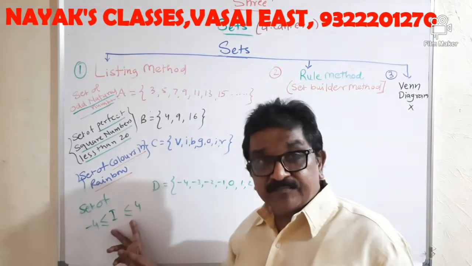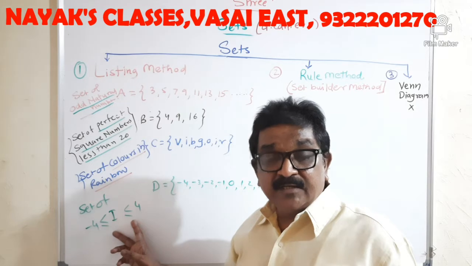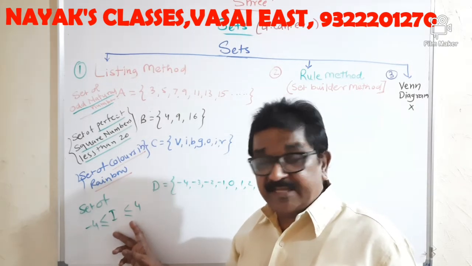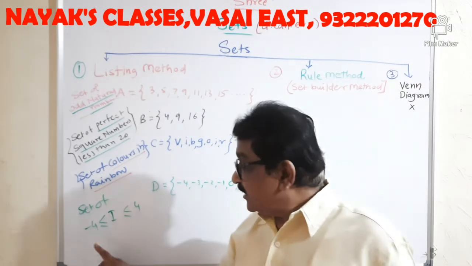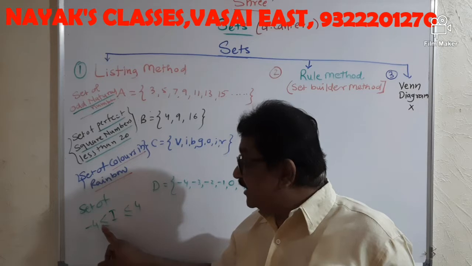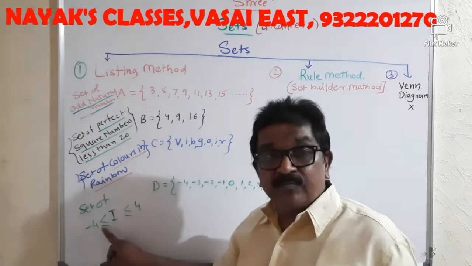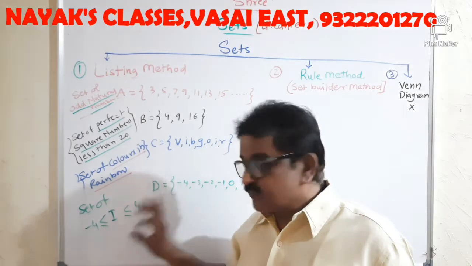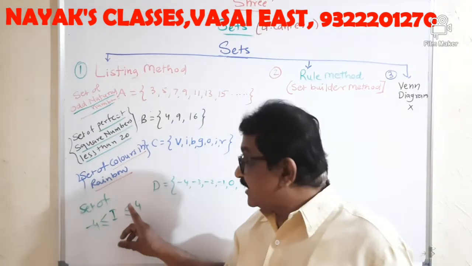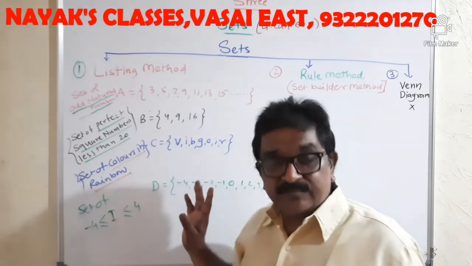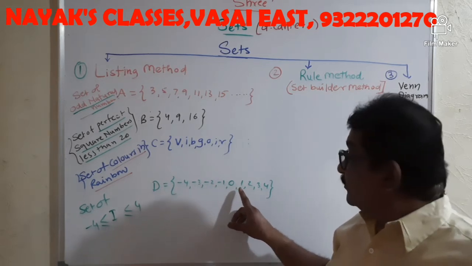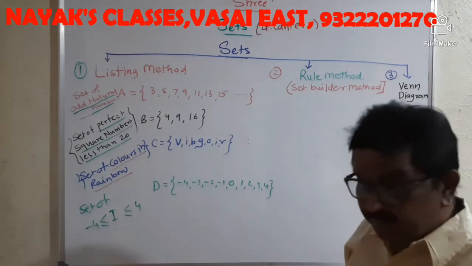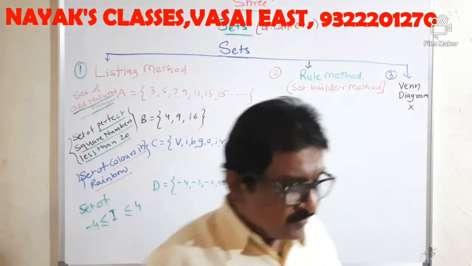These signs you have studied; your mathematics teacher might have explained these signs to you. Our integers are greater than or equal to minus 4, and less than or equal to 4. So who are they? Our integers are minus 4, minus 3, minus 2, minus 1, 0, 1, 2, 3, 4. These are our integers, correct?